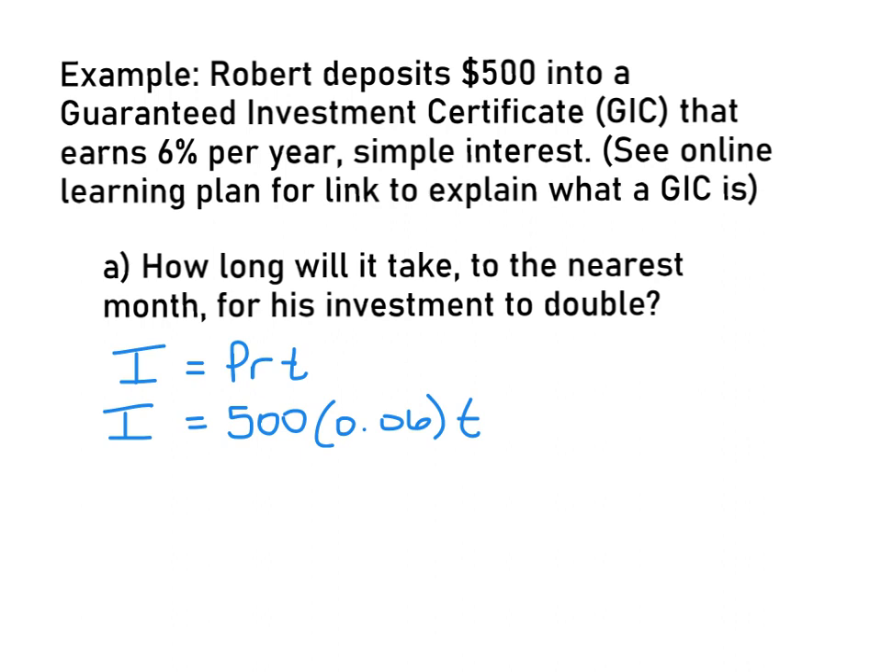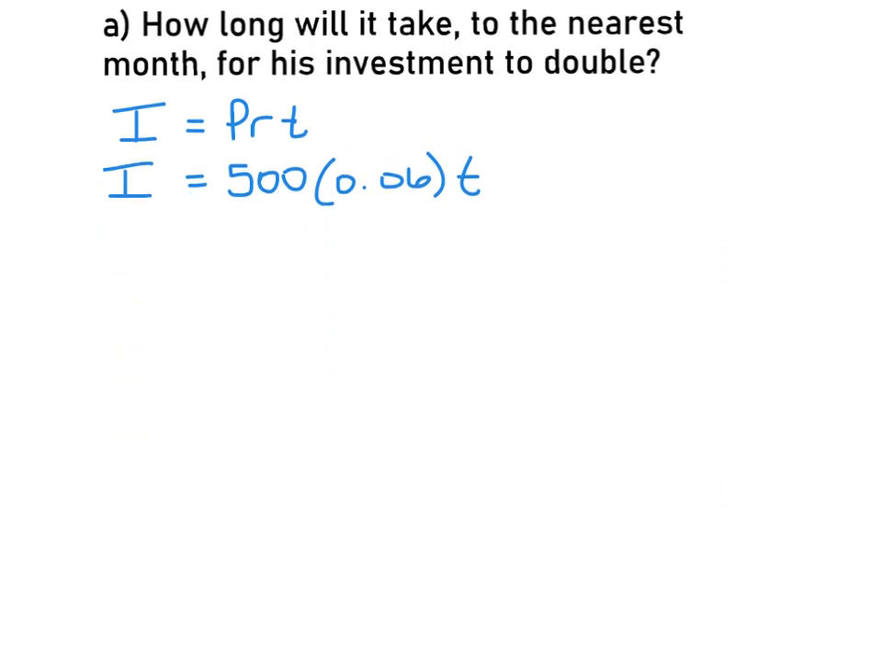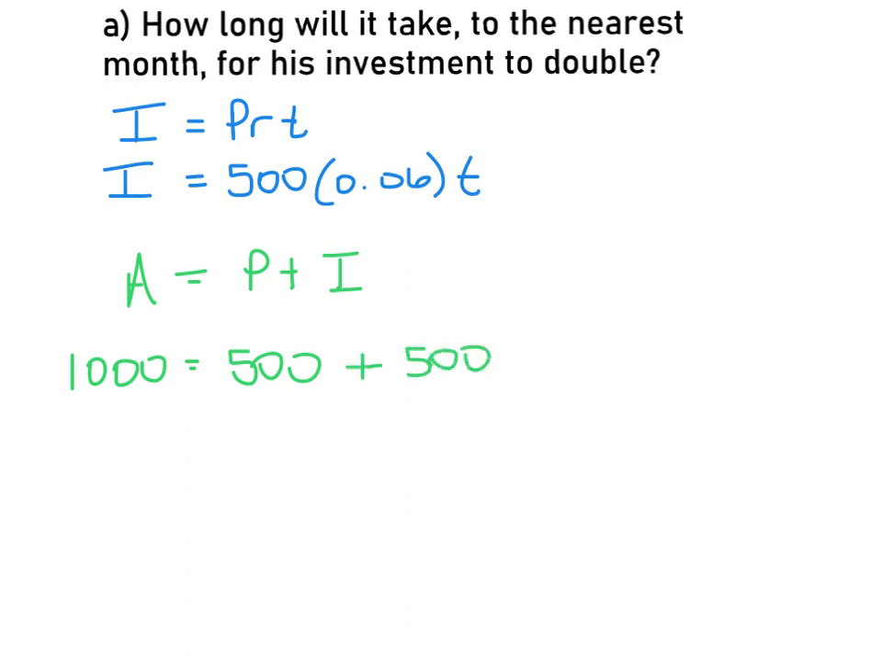So we have a formula now with two variables in it, so we can't really solve for T yet. But we also have a formula that tells us that A is equal to P plus I. We want our investment to double, so we know the amount that we want to end up with is $1,000. We know that we started with $500. And we also know that I is equal to 500 times 0.06T. So now we have a formula with only one variable, and we can solve for T. We can start by moving the 500 to the other side, and it becomes a subtraction, which gives us 500 equals. We can then multiply 500 times 0.06, which gives us 30T. Divide both sides by 30, and we get T equals 500 over 30, or 50 over 3 in lowest terms.